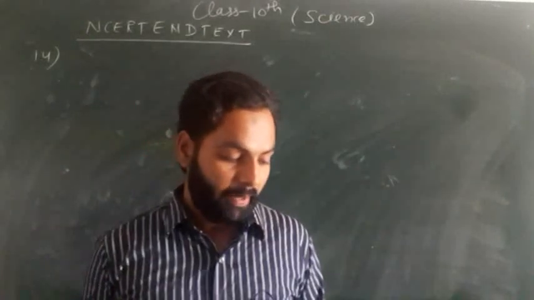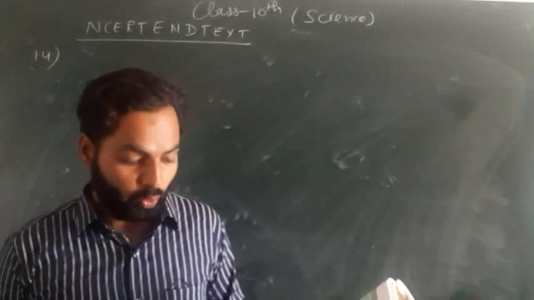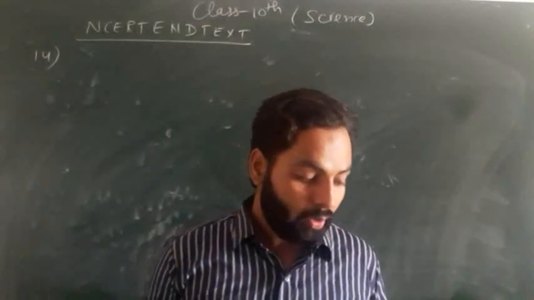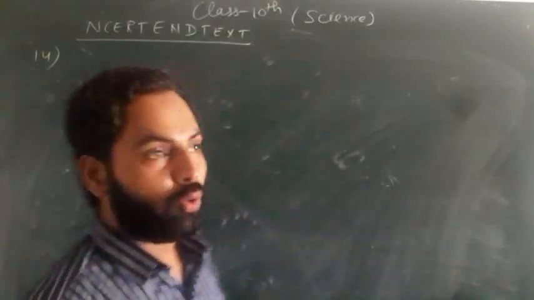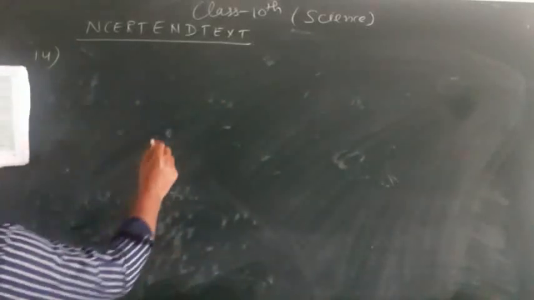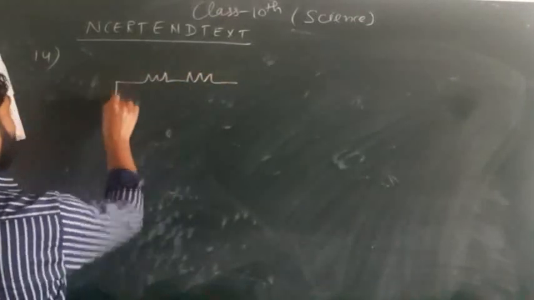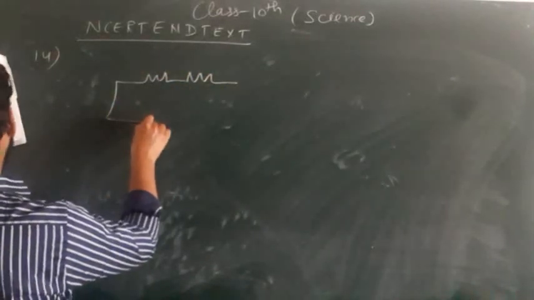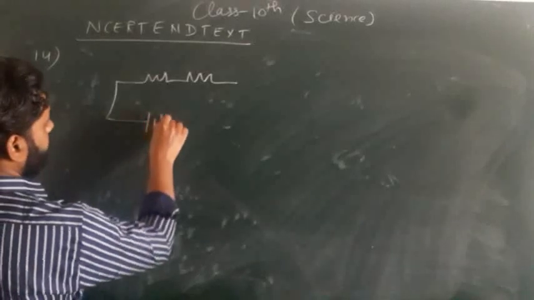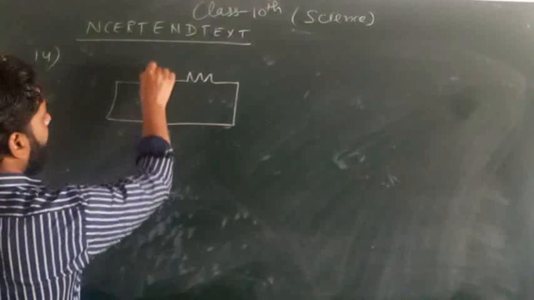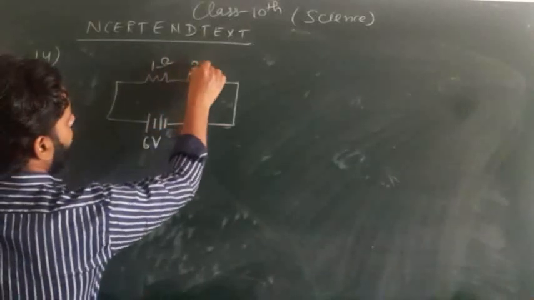A 6 volt battery in series with 1 ohm and 2 ohm resistors, and a 4 volt battery in parallel with 12 ohm and 2 ohm resistors. So we will draw two circuit diagrams. In the first, there are two resistors, 1 ohm and 2 ohm, connected to a battery of 6 volt.